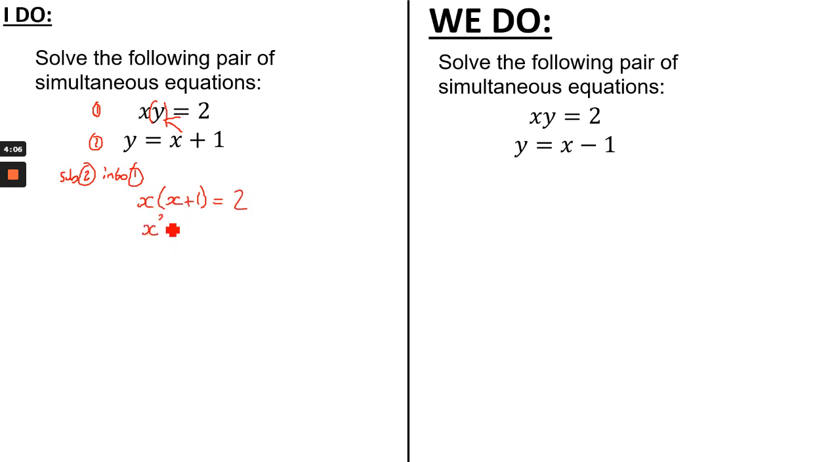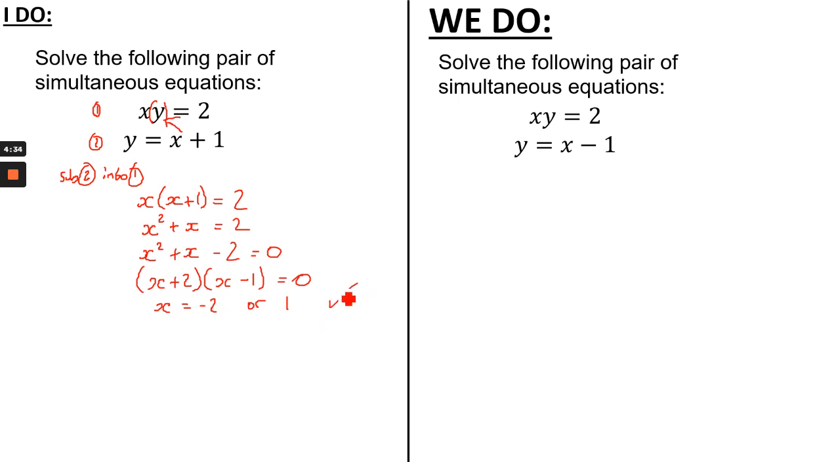If I expand that out, I've got x squared plus x equals 2. I've got a quadratic, so I want to make it equal to 0. So I'm going to do x squared plus x subtract 2 is equal to 0. And I'm going to see if I can factorize. Now this one does factorize, so it's going to be x plus 2, x subtract 1 is equal to 0. So my two values of x must be negative 2 or positive 1.